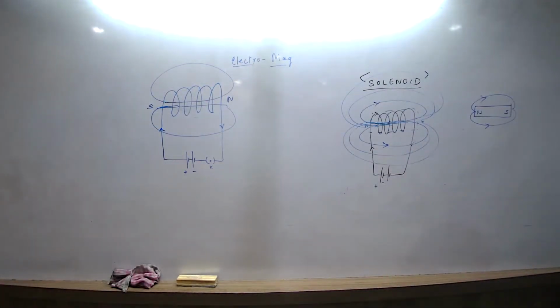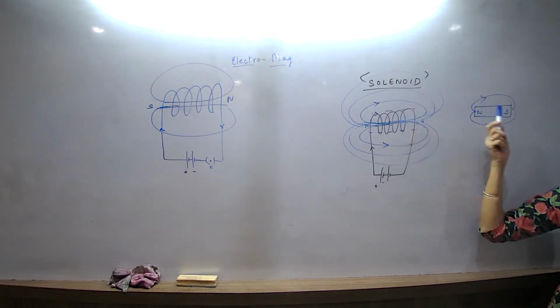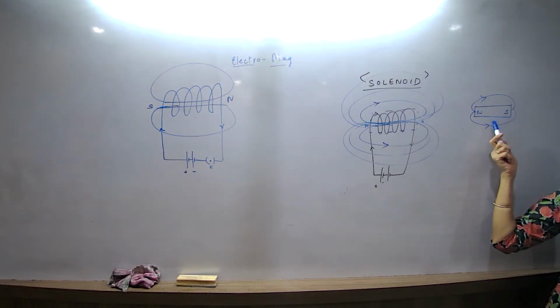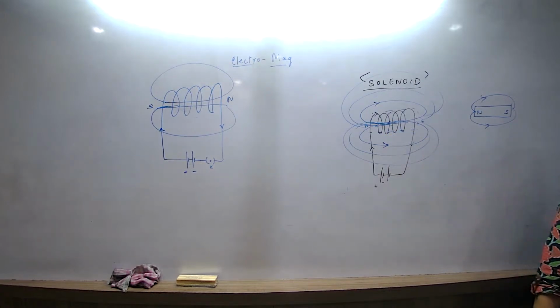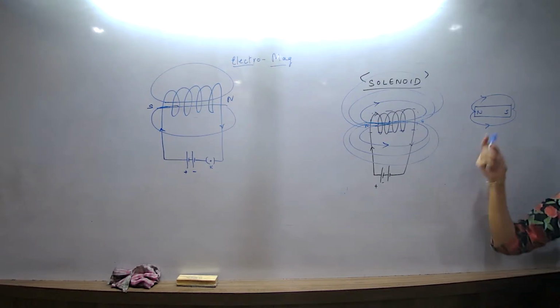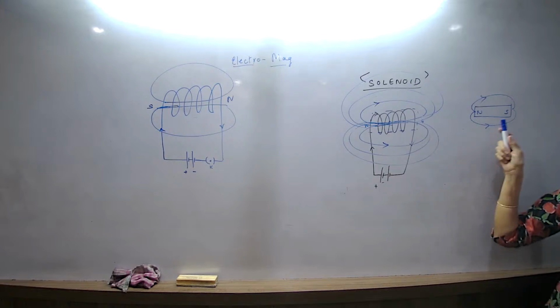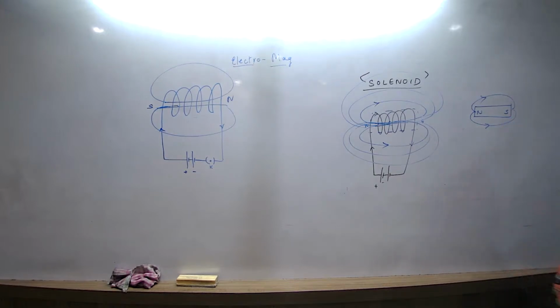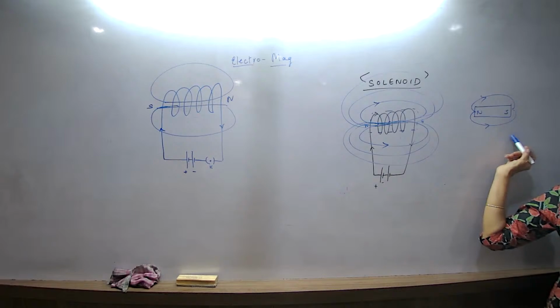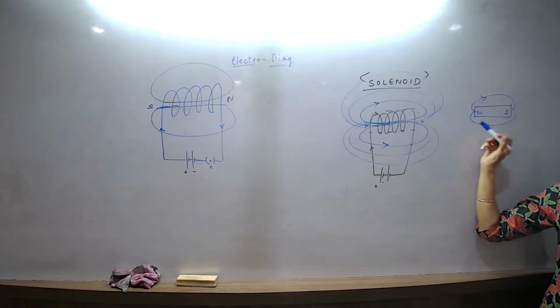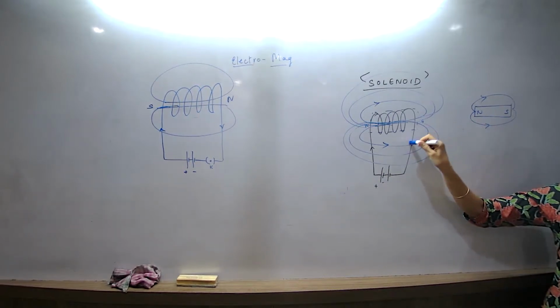Are you done with that? Next, we are talking about the similarities between the current carrying solenoid and a bar magnet, which we have already done. What is the similarity between this and this? This has got a dipole. This also has got a dipole. What else? Correct. Both of them are behaving like a magnet. Suppose I'm asking you what the differences are between a solenoid and a bar magnet? Yes, this is a permanent magnet, this is a temporary magnet.